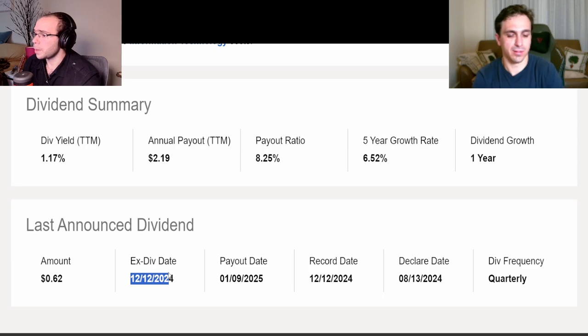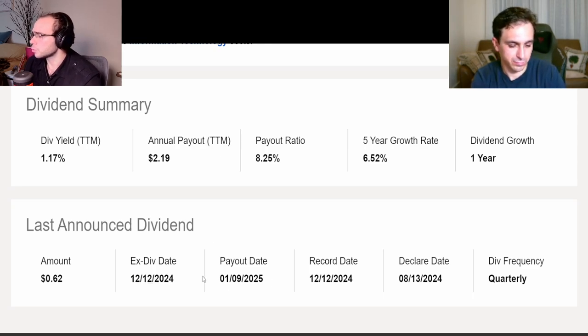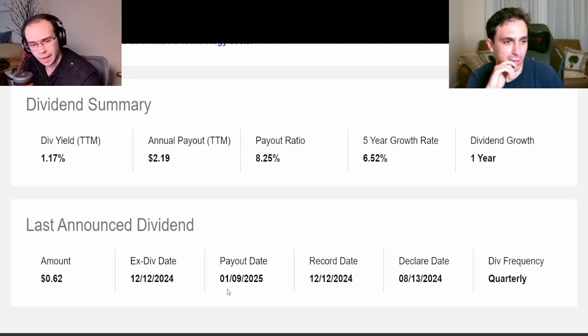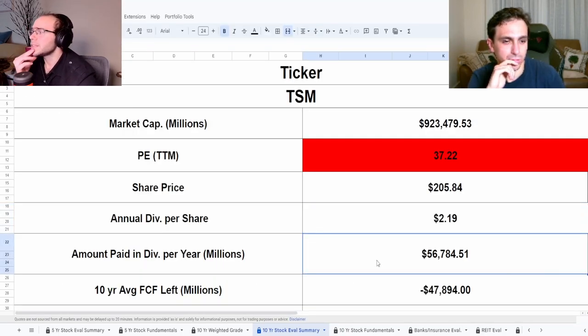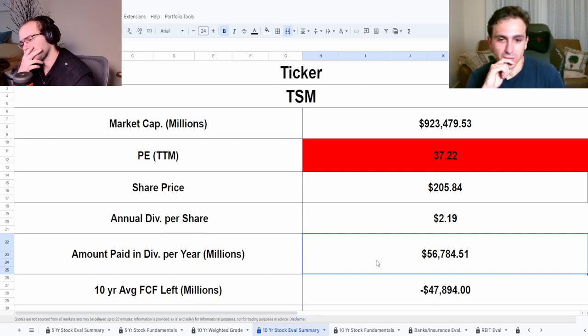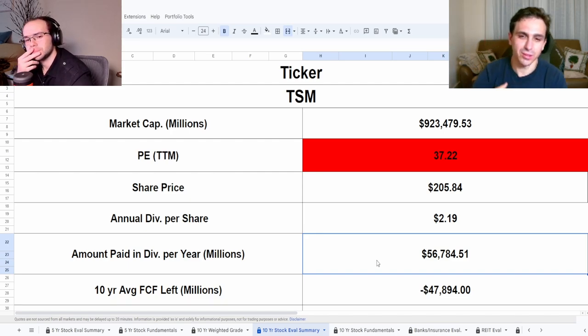Ex-dividend date's coming up on December 12th, and they do pay their dividends quarterly. And the next payout date will be on January 9th of 2025. So coming back over here, the amounts paid in dividends every single year based off of this annual dividends per share is, look at that, Mike, 56 million. No. Oh, wait. Sorry. No. Oh, that's 56 billion? Uh-huh. Okay, I didn't see the millions on the left.